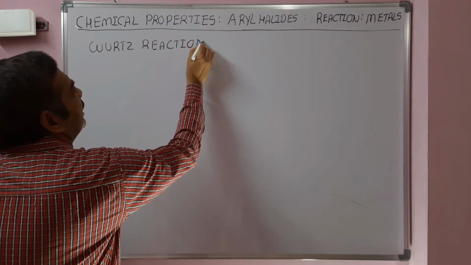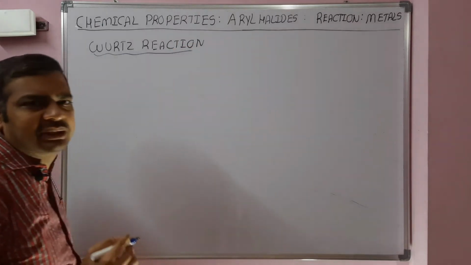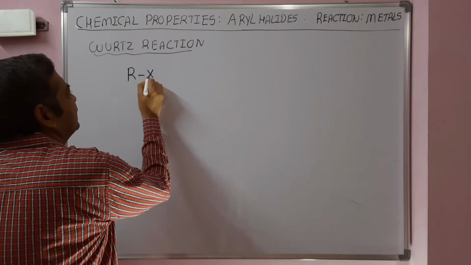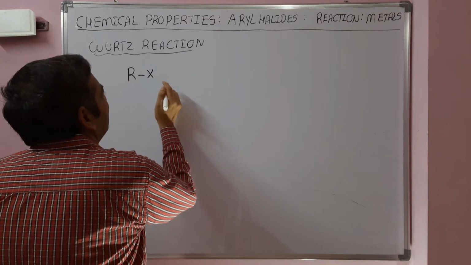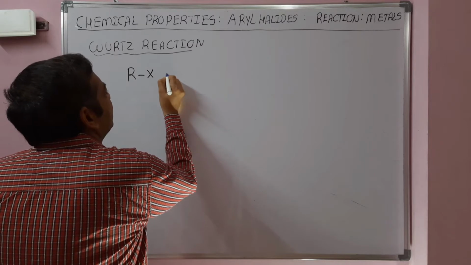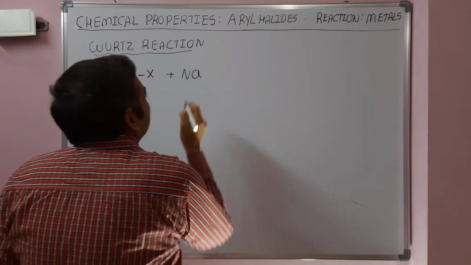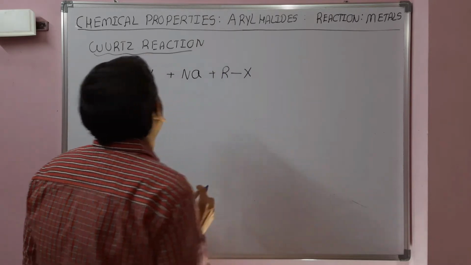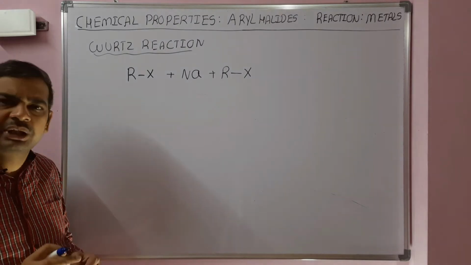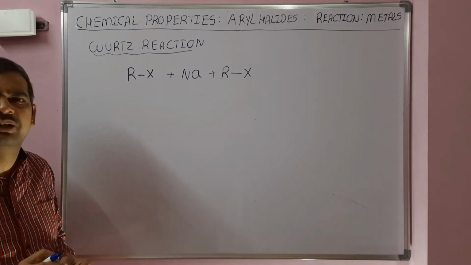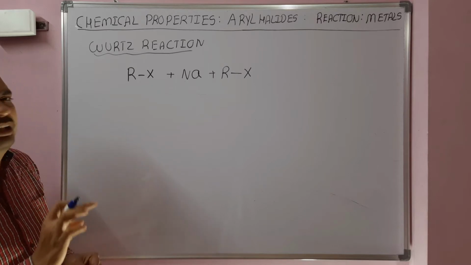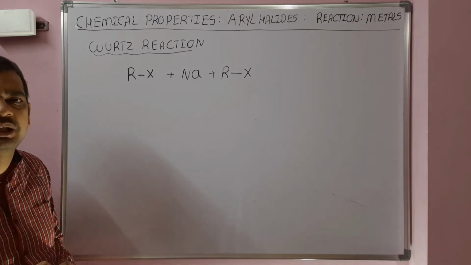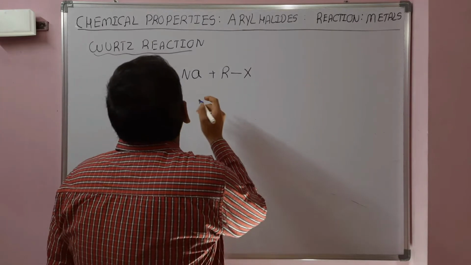The Wurtz reaction is the reaction of alkyl halides with sodium in the presence of dry ether to give hydrocarbons. There are three forms: the Wurtz reaction, the Wurtz-Fittig reaction, and the Fittig reaction. Wurtz-Fittig and Fittig come into the category of aryl halides, whereas the Wurtz reaction comes into the category of alkyl halides. So first, the Wurtz reaction.